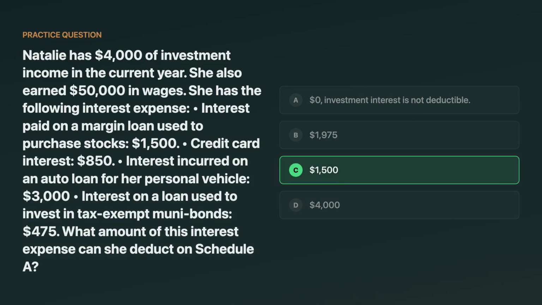The answer is $1,500. Margin interest used to buy taxable stocks is investment interest, and it's limited to net investment income. She has $4,000 of investment income, so the full $1,500 is allowed. The tempting wrong answer is $1,975, because you might add the muni bond interest, but interest tied to tax-exempt income is disallowed. Credit card and personal auto loan interest are personal interest, also non-deductible.